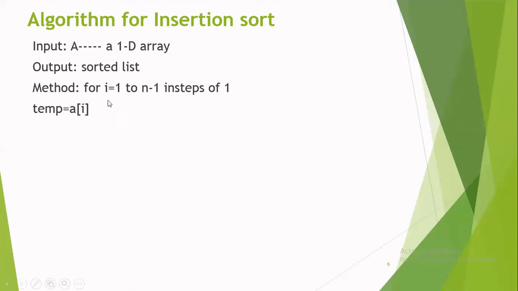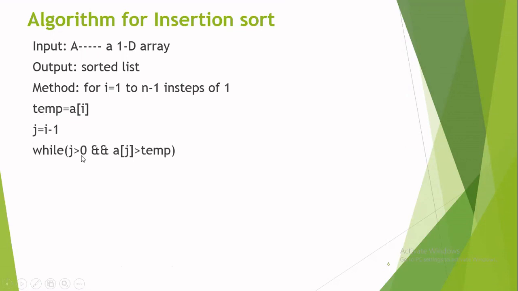Initially, the value of i is 1. Hence, the first element is stored in a temporary variable. And now you are going to compare this element with the other elements in the sorted list. Now you are going to compare this temp with the other elements in the sorted list. For that, here I'm using a j pointer variable to point to the elements in the sorted list. Initially, this j pointer is set to i-1.